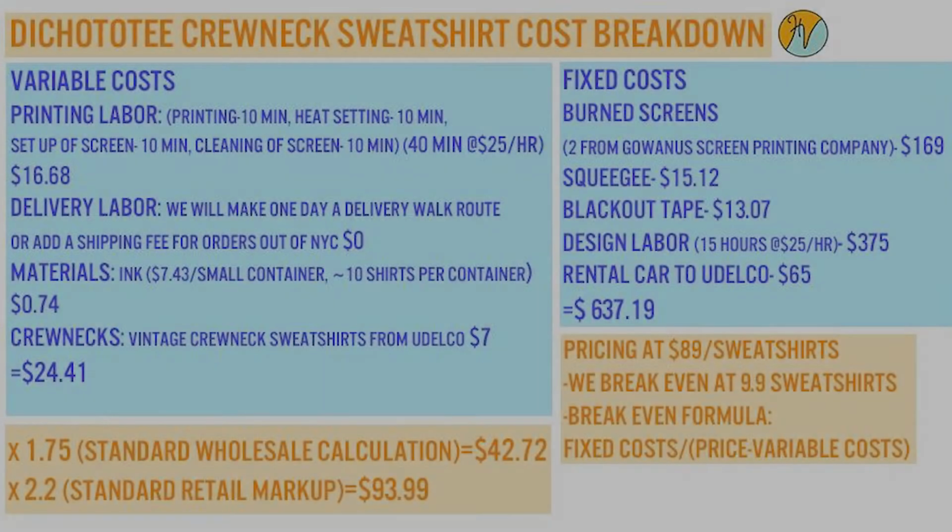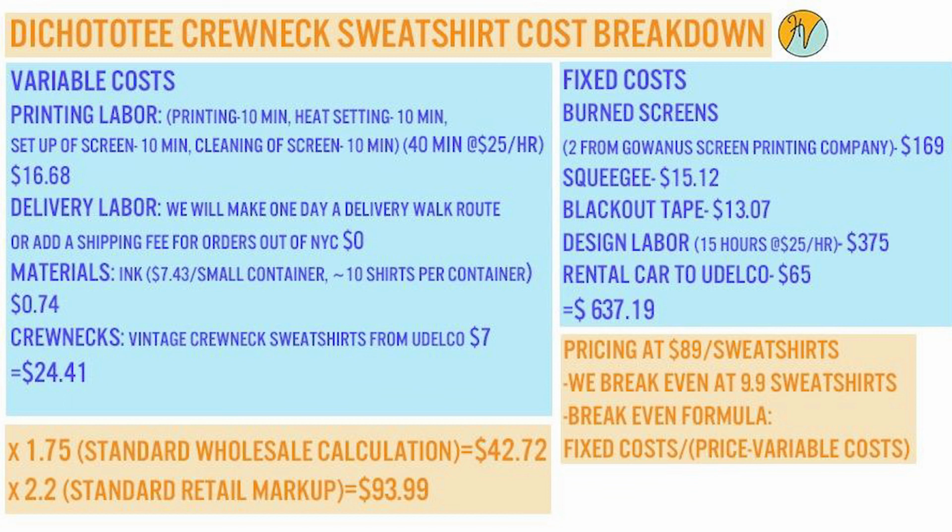Yeah. And I don't believe this is part of the sheet that we present, but there also is the number that we have to break even with the costs. It's on there. Oh, it is on there too. Yeah. So the break even formula is the fixed costs divided by the price minus the variable cost. Yeah. And we break even at 9.9 sweatshirts. That's right. So if we sell 10 sweatshirts, we'll get a 0.1 profit.